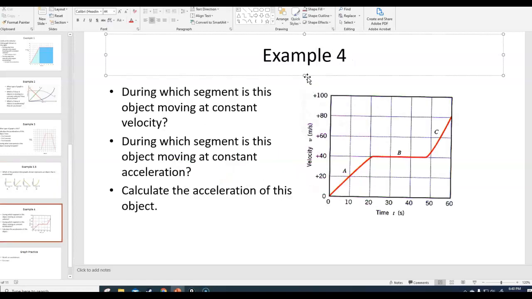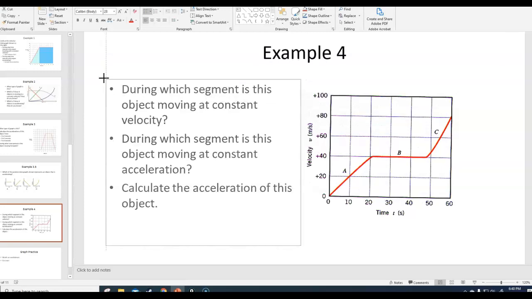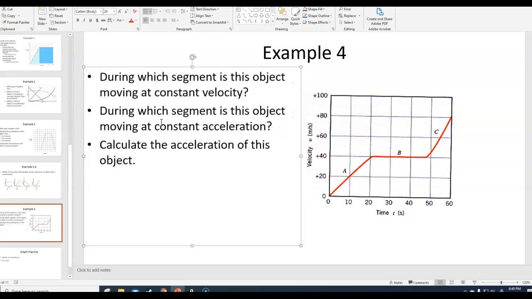Okay, so see if you can answer all 3 questions for example 4. During which segment is the object moving at a constant velocity? During what segment is the object moving at a constant acceleration? And then it says to calculate the acceleration of this object. Just to be clear, because technically there's 3 different accelerations, let's say for segment A and B. See if you can do example 4 on your own, answering those 3 questions. Hopefully it's pretty straightforward.